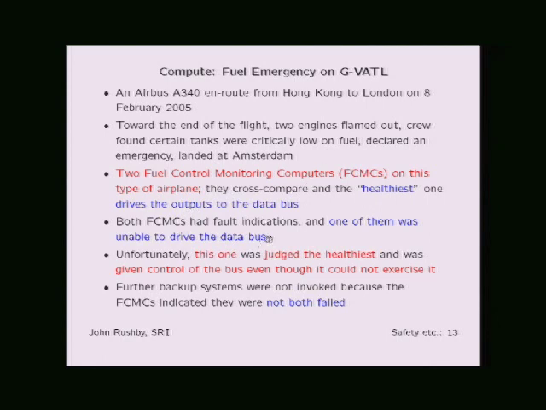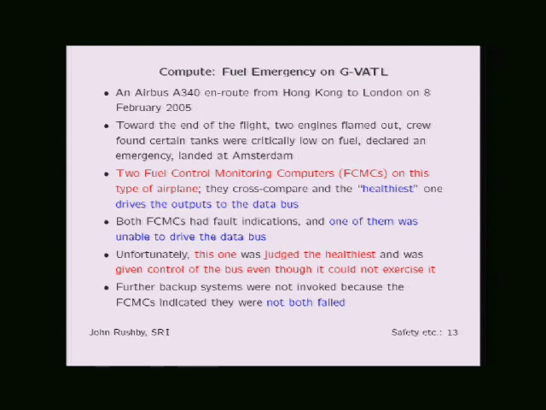Now in this case, what happened was both of them had faults. They were somewhat faulty. They had fault indications, and one of those two was unable to drive the data bus. So the fault was that it was not able to put values on the data bus. But in the protocol between these two computers, this faulty computer was the one judged to be the healthy computer. So computer number one could actually drive the data bus and write the values, but it was deferring to the other computer, saying, "Okay, you write values on the data bus." And that was really what the problem was.